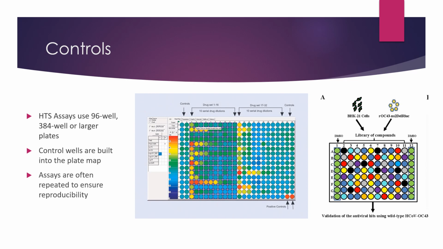HTS assays use 96 well, 384 well, or larger plates. Control wells are built into the plate map and into the experiments. Assays are often repeated to ensure reproducibility. The middle picture is an example of an HTS drug screening plate setup.